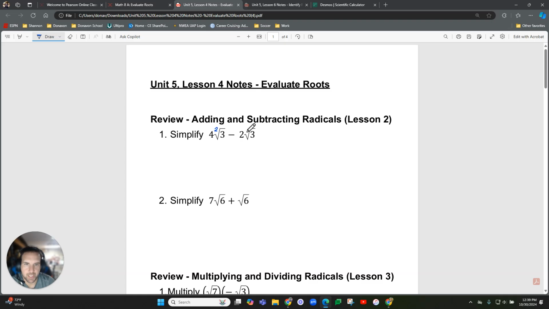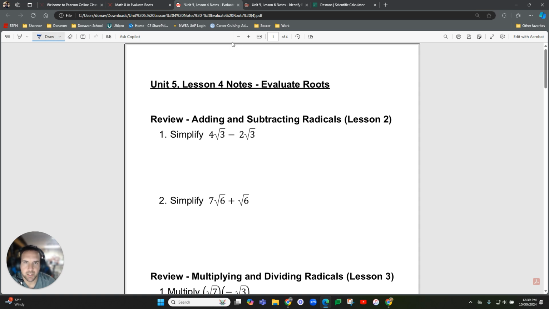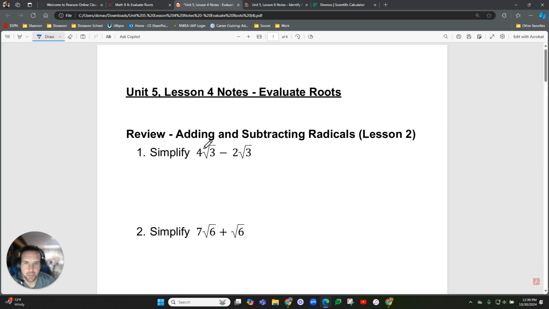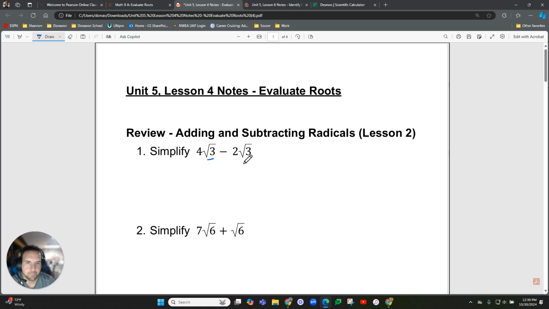So this one has an invisible 2 here. If there is no index there, no little number above the root, then that means it is automatically a square root. So you can just put a little invisible 2. It has to have the same root and it has to have the same radicand. That's what the number under the radical is called. Since this has both of those things, we can just subtract the coefficient. The coefficient, again, is the number that's in front of the radical, or the root symbol. So we have 4 minus 2, so that would be 2 square roots of 3.